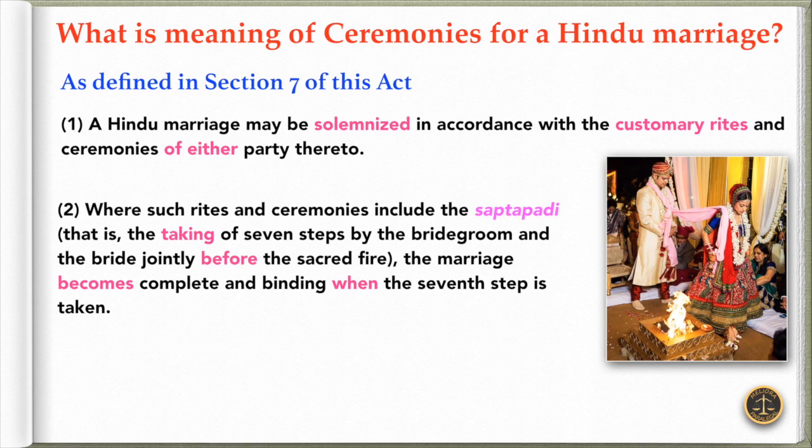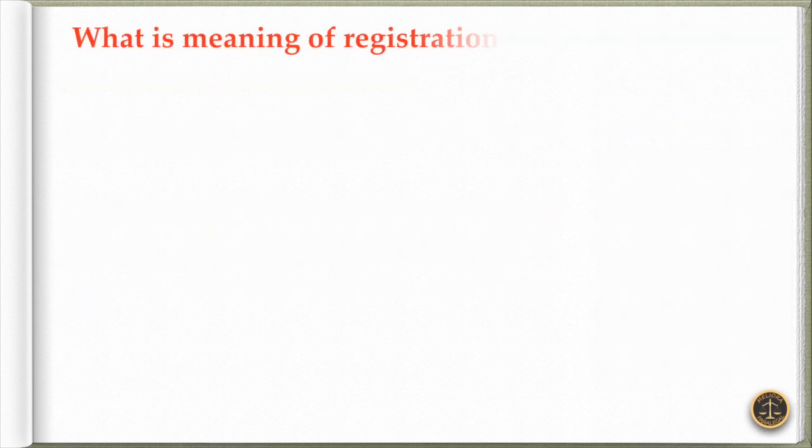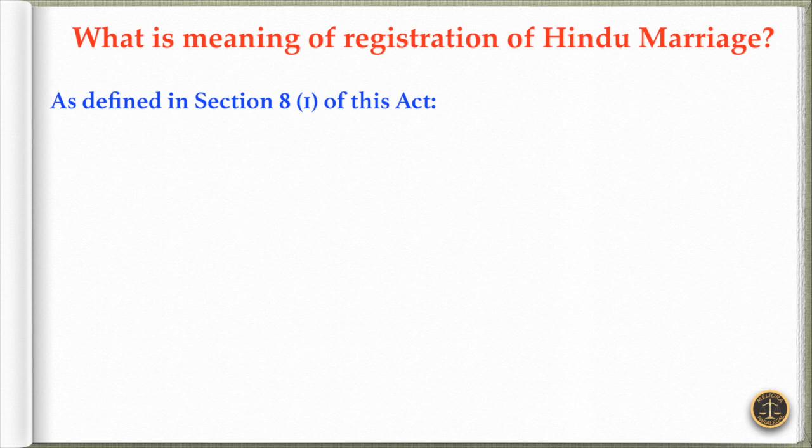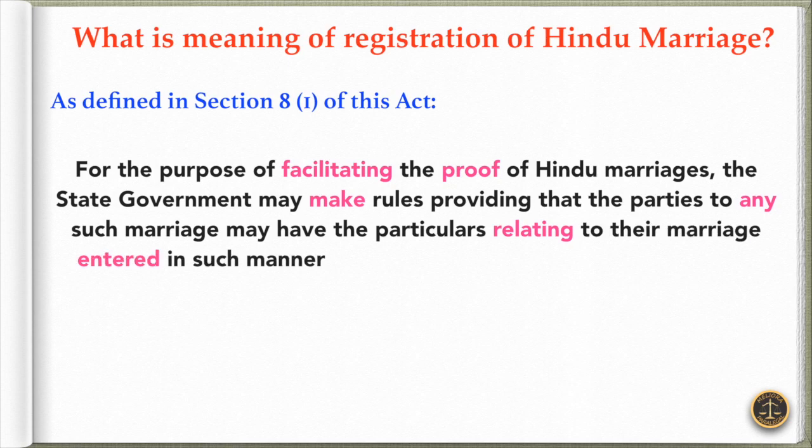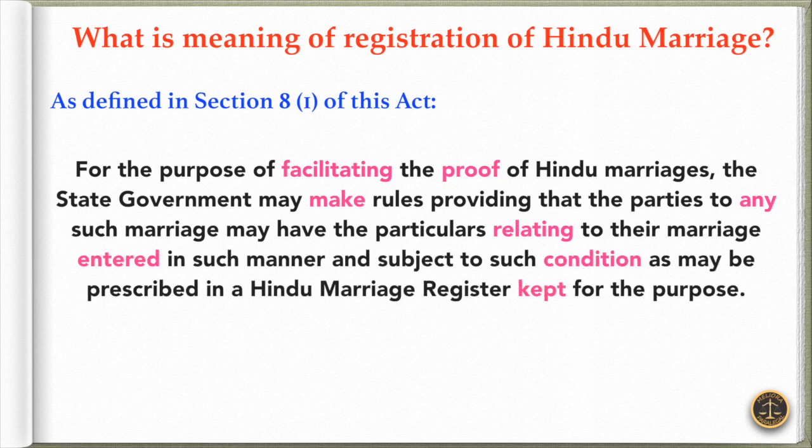Now, the last question is, what is the meaning of registration of Hindu marriage? As defined in Section 8(1) of this Act, for the purpose of facilitating the proof of Hindu marriages, the state government may make rules providing that the parties to any such marriage may have the particulars relating to their marriage entered in such manner and subject to such condition as may be prescribed in a Hindu marriage register kept for the purpose. So, this is all about the Hindu Marriage Act 1955.